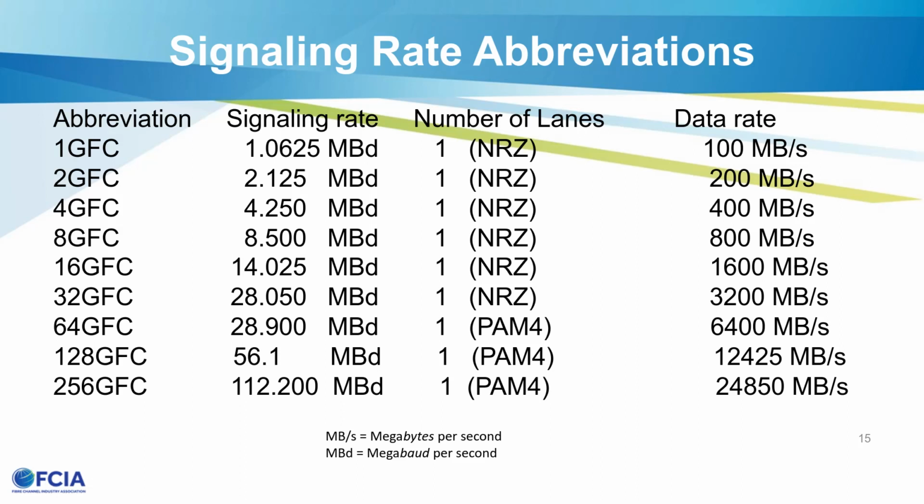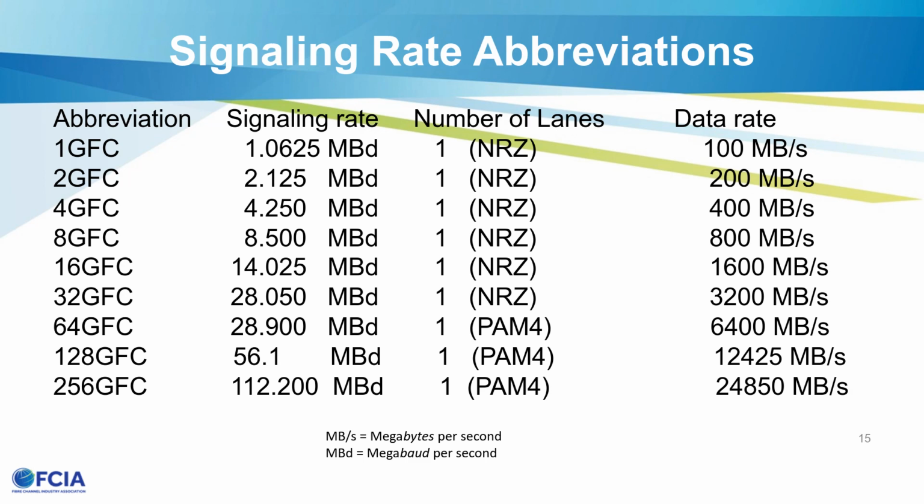I think this gives you a high-level view of the signaling rate abbreviations. If you look at this, I think what you'll see is the acronym, we tend to use 1, 2, 4, 8, 16 GFC. We keep doing that. And then you have the signaling rate in megabaud.